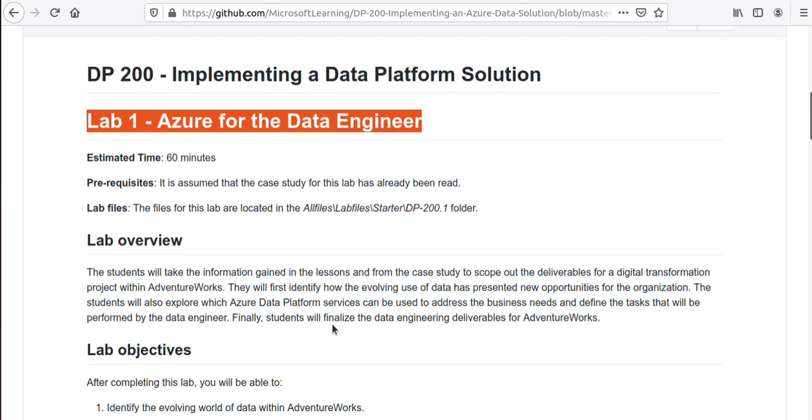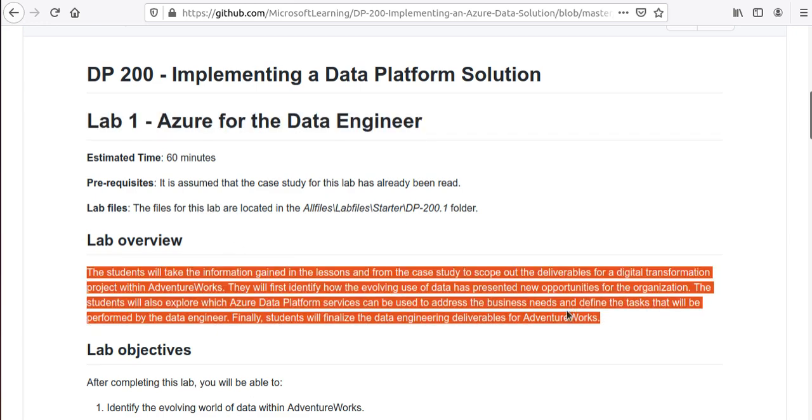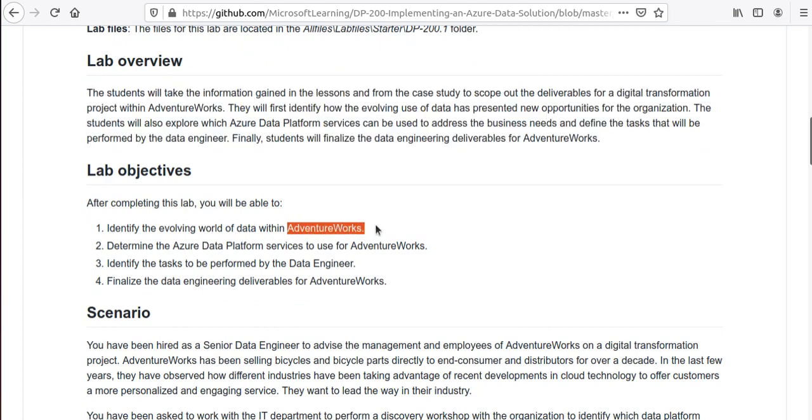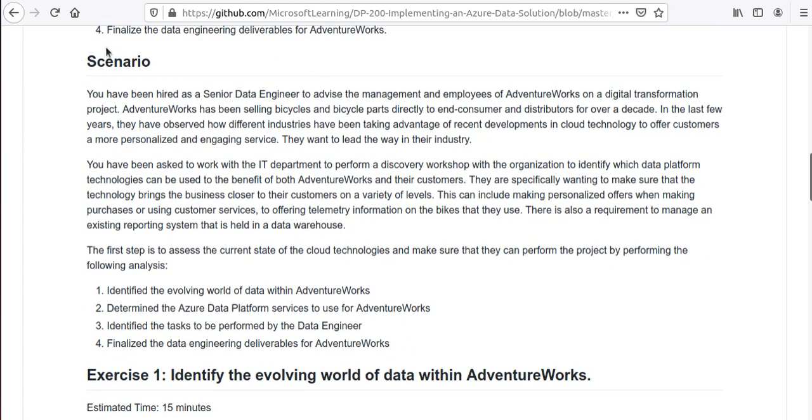But if you really look into this lab, this is more scenario based, where you're looking at a particular company and trying to identify what is going on with the data, and identify the evolving world of data with respect to that company. Figure out the data needs and Azure data platform services that this company may use, identify what you need to do as a data engineer, and finalize the data engineering deliverables for Adventure Works. So this is like a scenario.